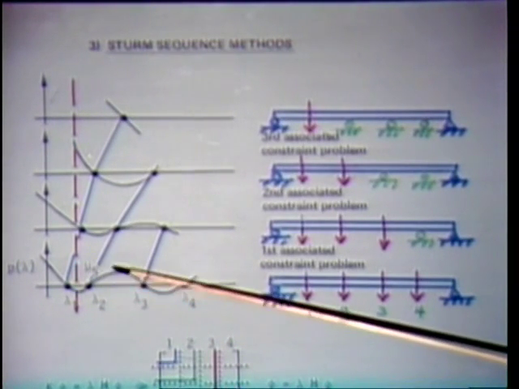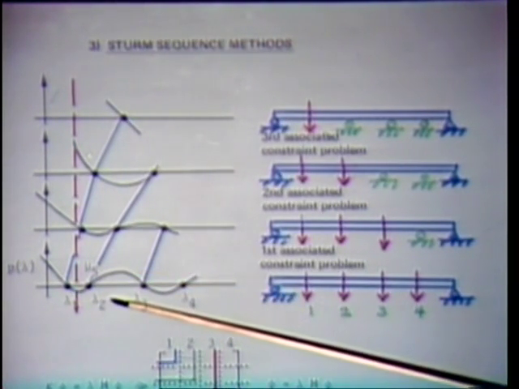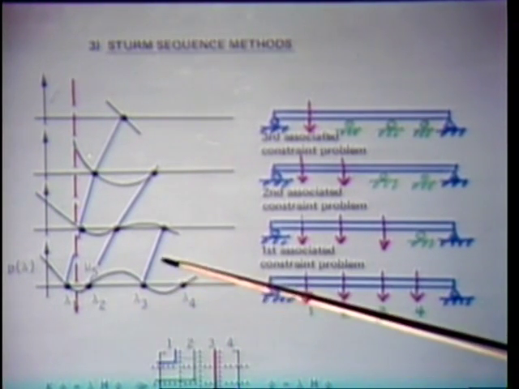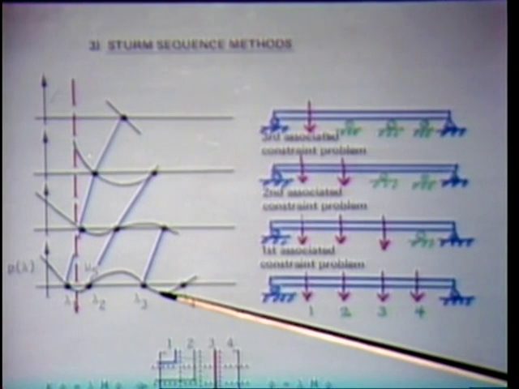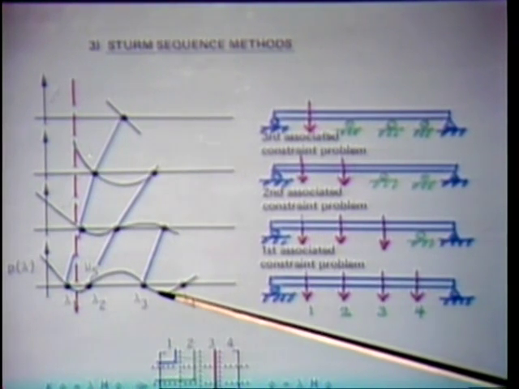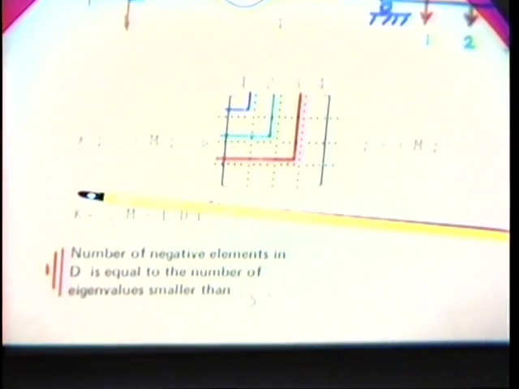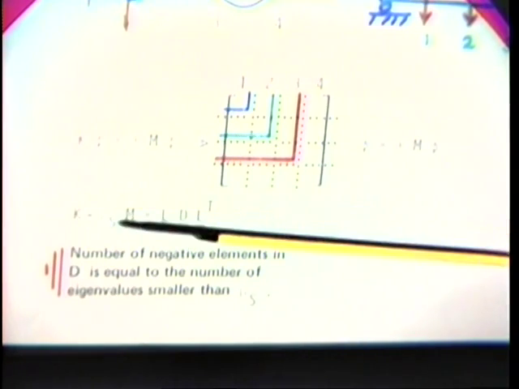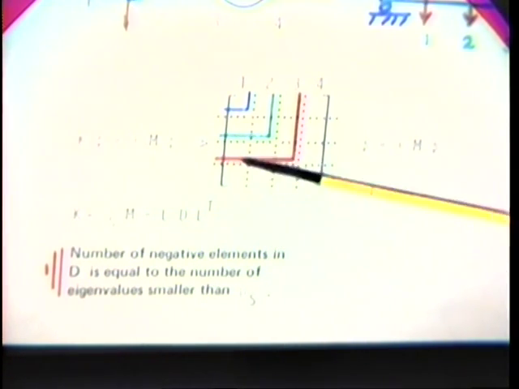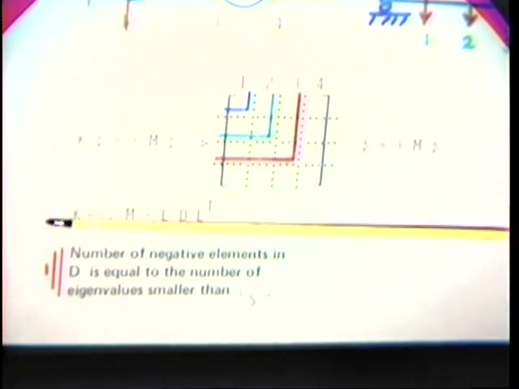If mu s were on this side here, there would be 2 negative elements in D. If mu s were on this side, there would be 3 negative elements in D. It's a very important point, because we can use this procedure to directly calculate eigenvalues, the way I will be discussing just now. However, let us look a little bit more at why this holds here.